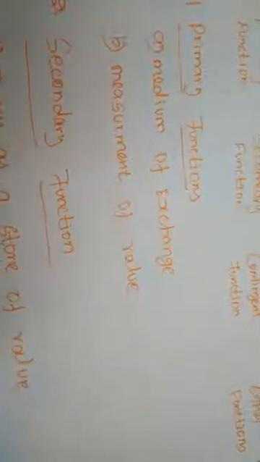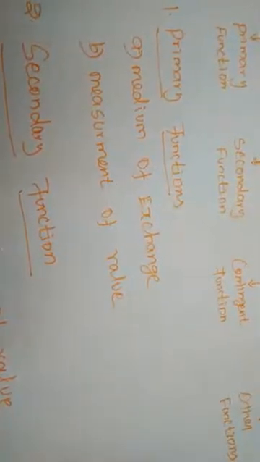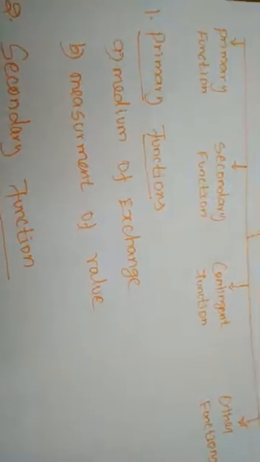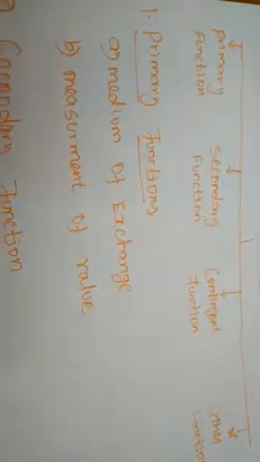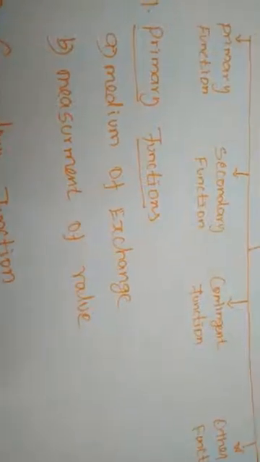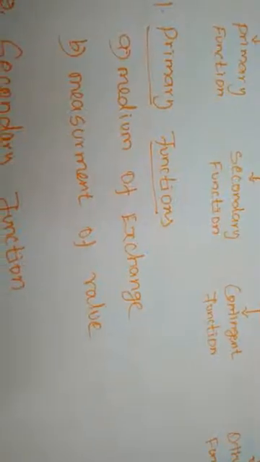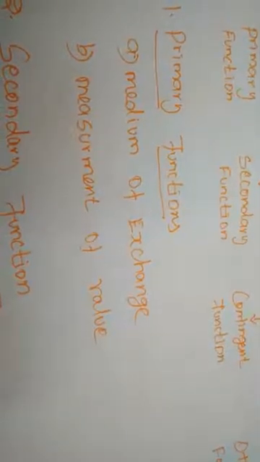If you want to be involved in this exchange of goods and services, we must use one thing as a medium. That thing has to be acceptable to almost all people, so it must be acceptable to both buyer and seller. So when we are using money, the buyer and seller will accept it. So one of the primary functions of money is to act as a medium of exchange.